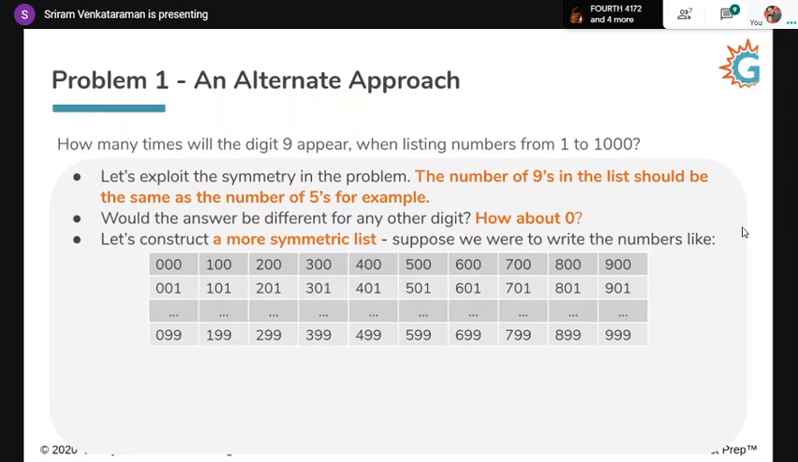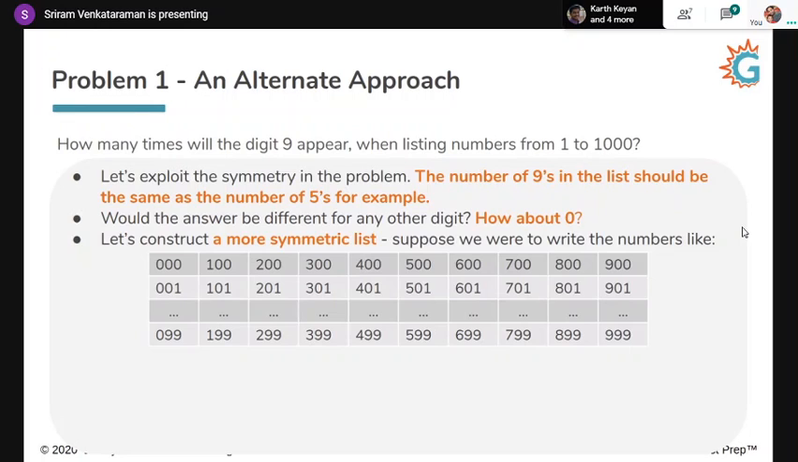Now, how many numbers are there in this list? 1,000 numbers, right? Okay. Now, would the number of nines in this list be any different from the number of nines in the list that is given in the question? No reason, because the number of nines has to be the same in this list as well as what is given in the question. So if I find the number of nines in this list, then I'm done. Does that make sense? Okay.